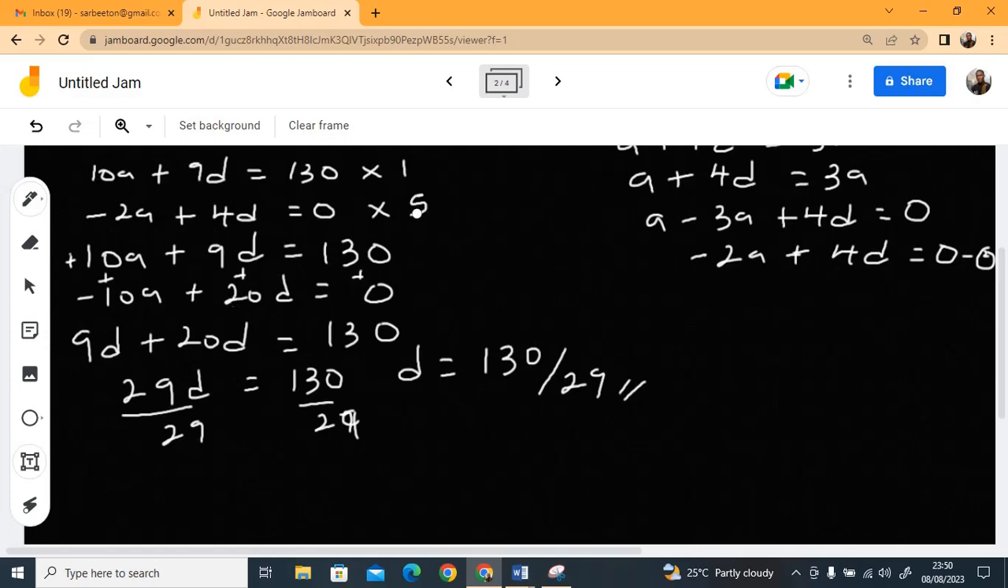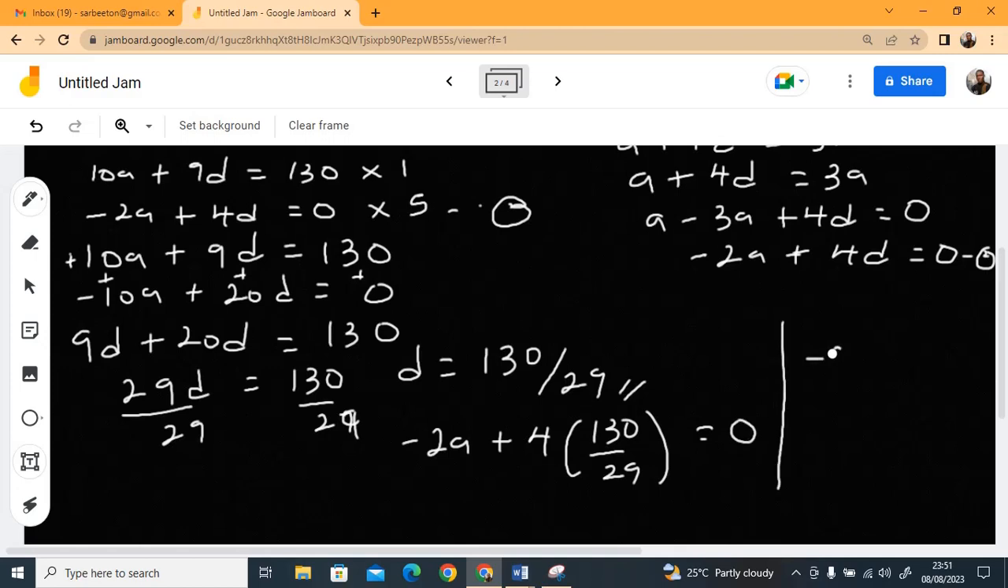So I'm going to use equation 2. I think that looks a little bit easier. So anywhere I see d, I'm going to put 130 over 29. So that will be minus 2a plus 4 times 130 over 29, close the bracket, equals 0. So this will now give me minus 2a, and 4 times 130 should give us 520. Plus 520 over 29 equals 0.